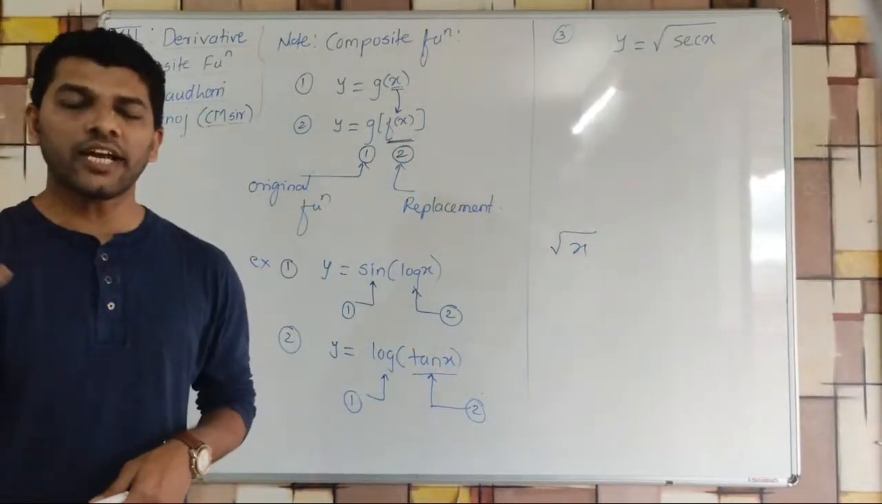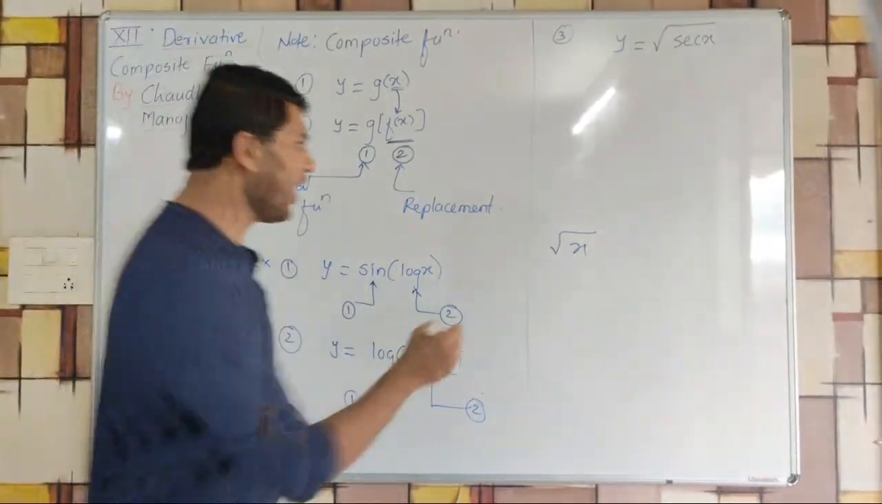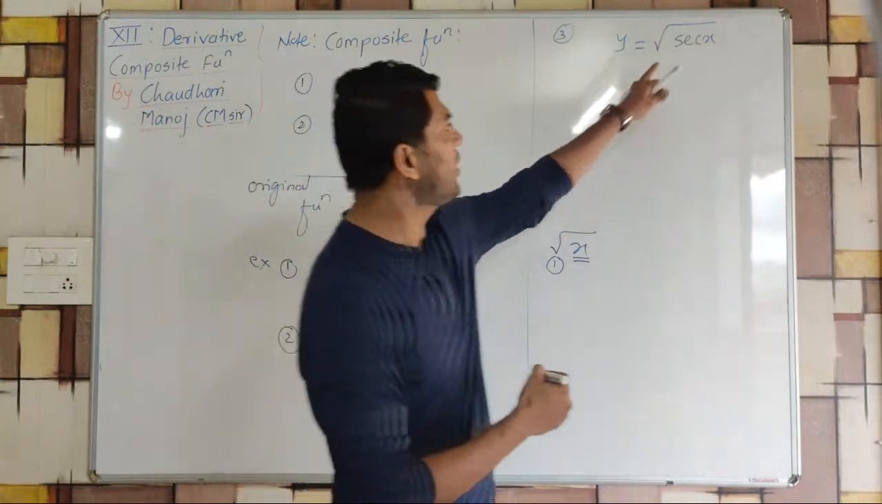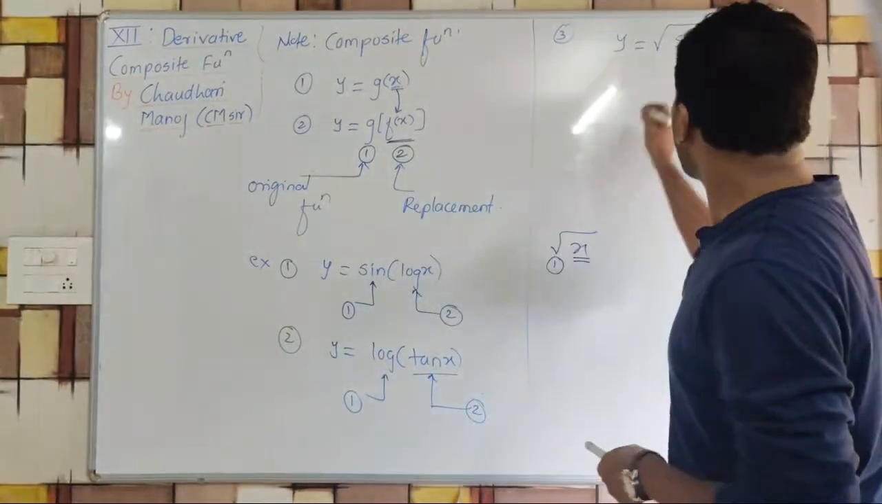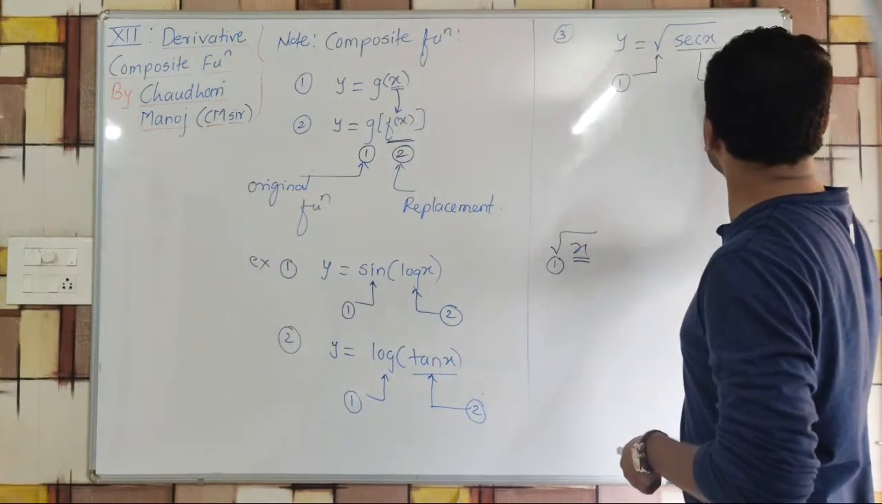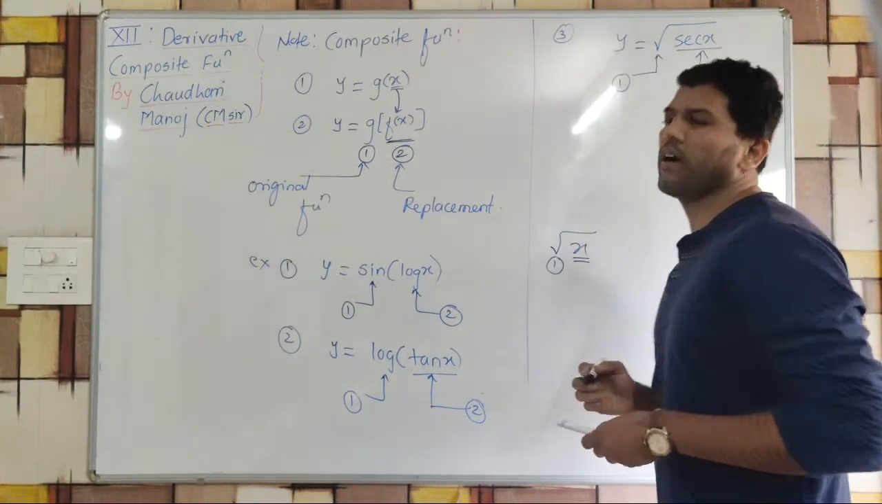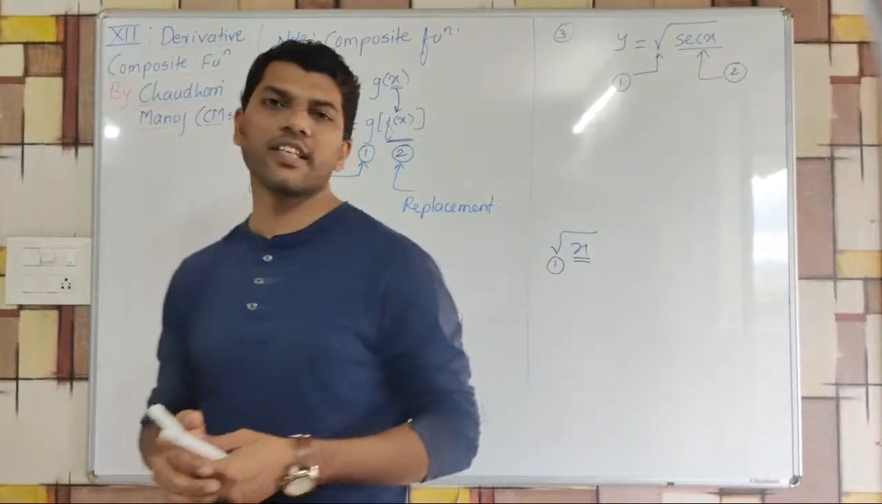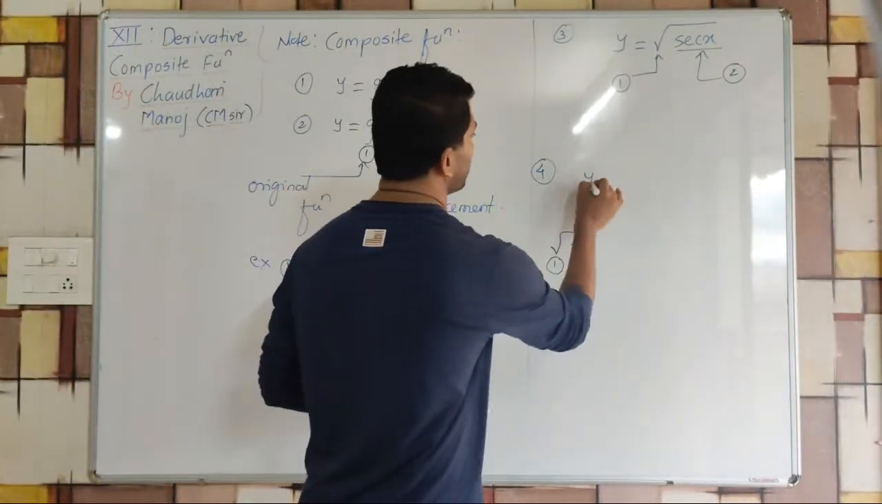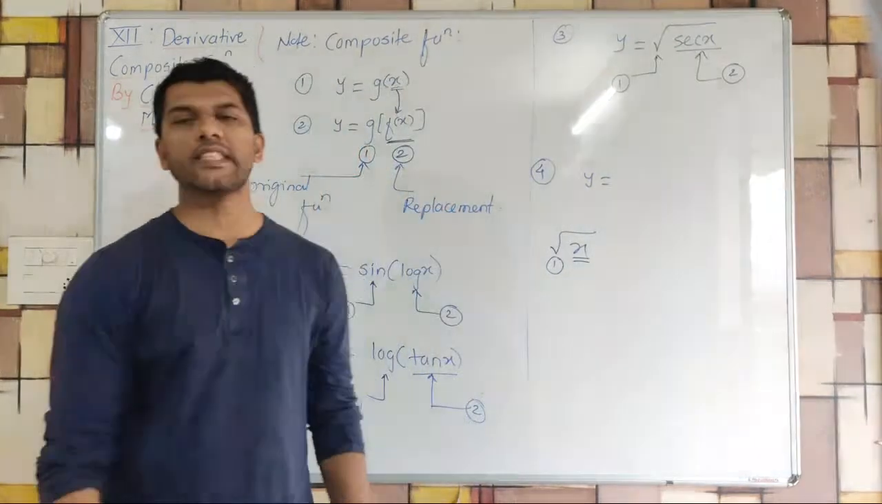The original or standard function is root x, and this root is the first one. The replacement for x is sec x. So let's assign 1 to this root and sec x as the second part. So root is the first and sec x is second. Let me explain the fourth one, where exactly students make huge mistakes.